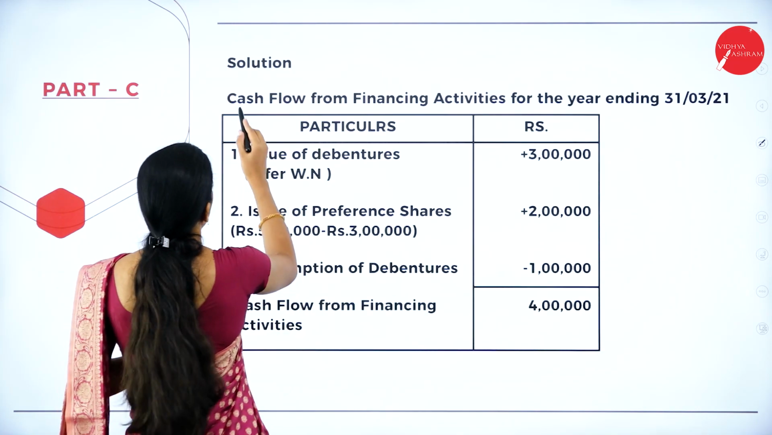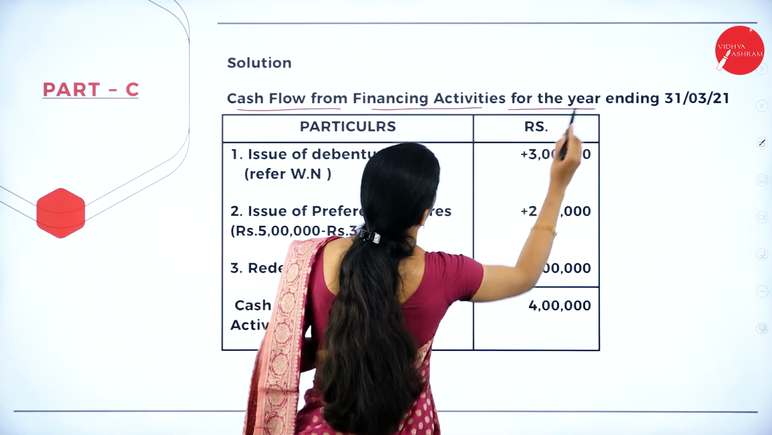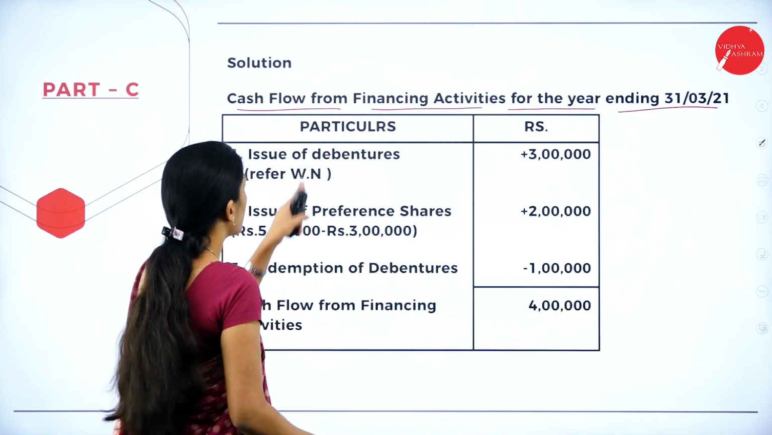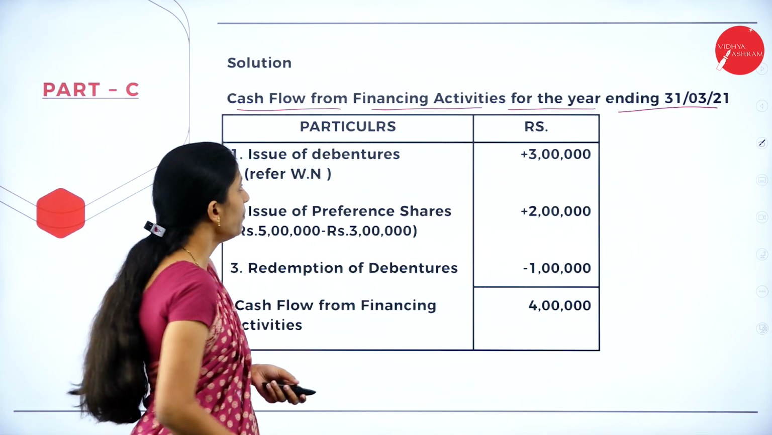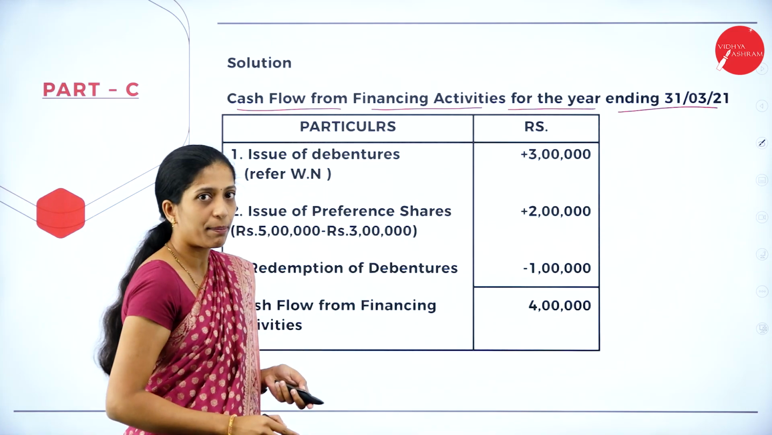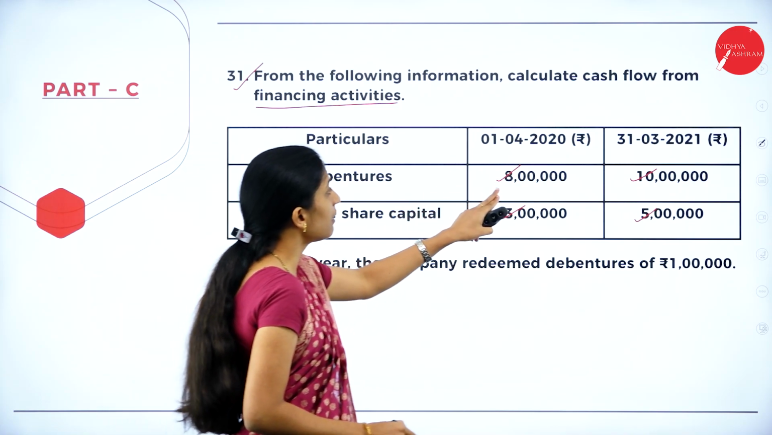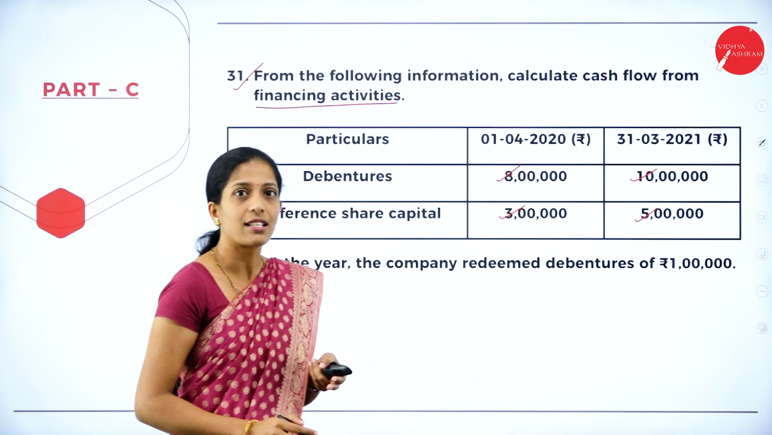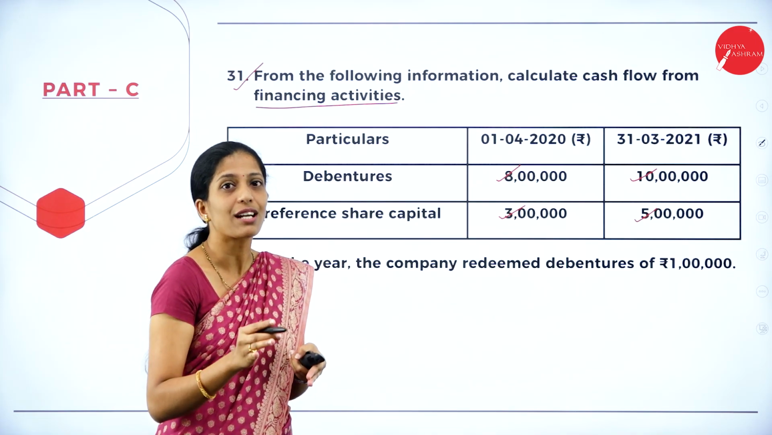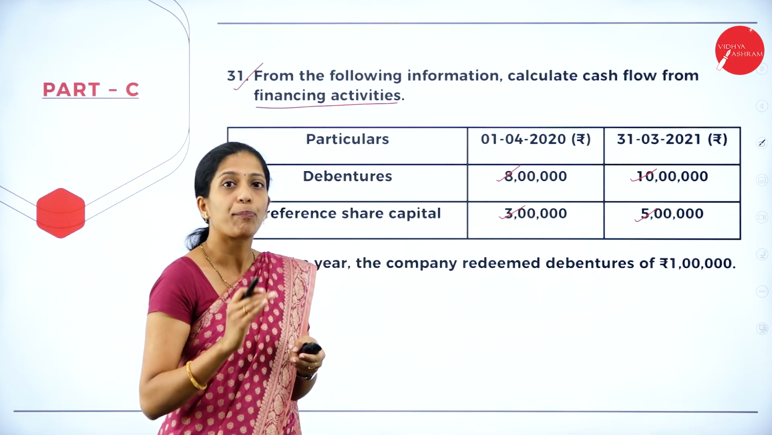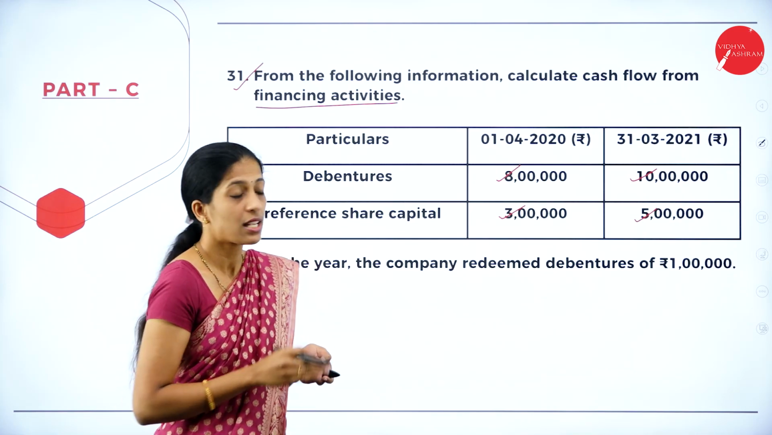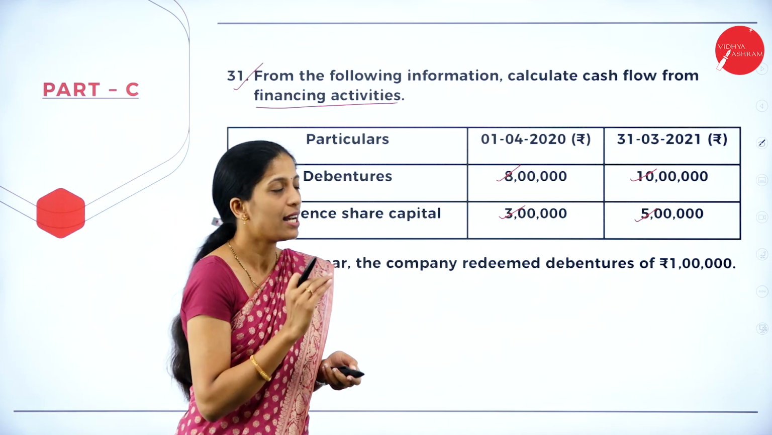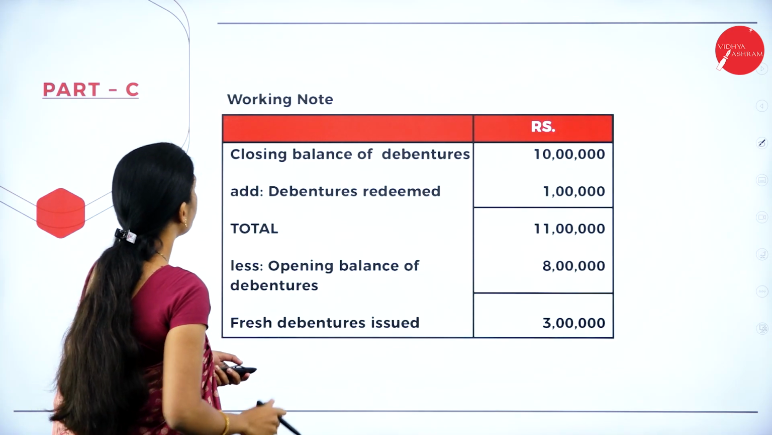So write the heading, cash flow from financing activity for the year ending 31st March 2021. Particulars and amount column. Now, issue of debentures. In the beginning it was 8 lakh, in the end it was 10 lakh. In the sense, 2 lakh more was the closing balance, so the company has issued debentures. But they have given redemption also, for which we have to provide a working note. Let us see what the working note is here.